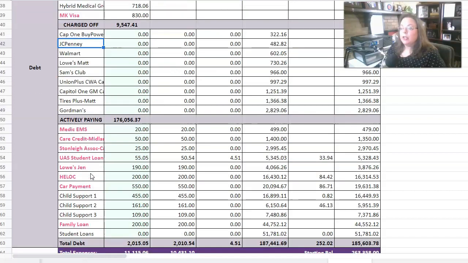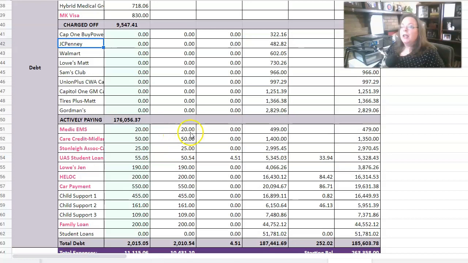The next section is our actively paying section. So these are the debts that we are currently paying on. You can see a lot of them are mine, and then there are a few that are Matt's. And so Matt's got these two big ones, the child support arrearage that he owes, and then student loans. So let me just run down through here. You can see we have a total of $176,056 that we are actively paying on right now. This does not include our mortgage. This is straight up non-mortgage debt.